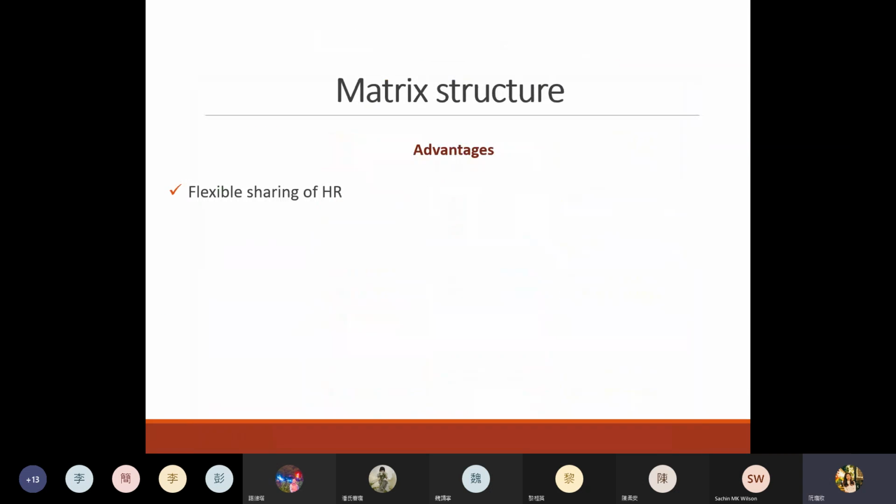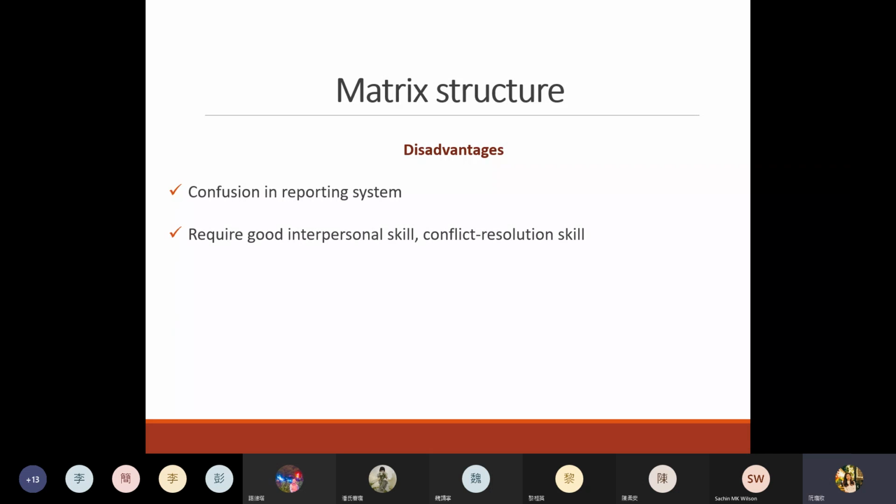So now we look at it again. Disadvantages. Firstly is confusion in the reporting system. Second is it requires employees to have good interpersonal skills and conflict resolution skills. And third is high administrative cost. This is developed on Quinn's idea. And the fourth one is work overload.